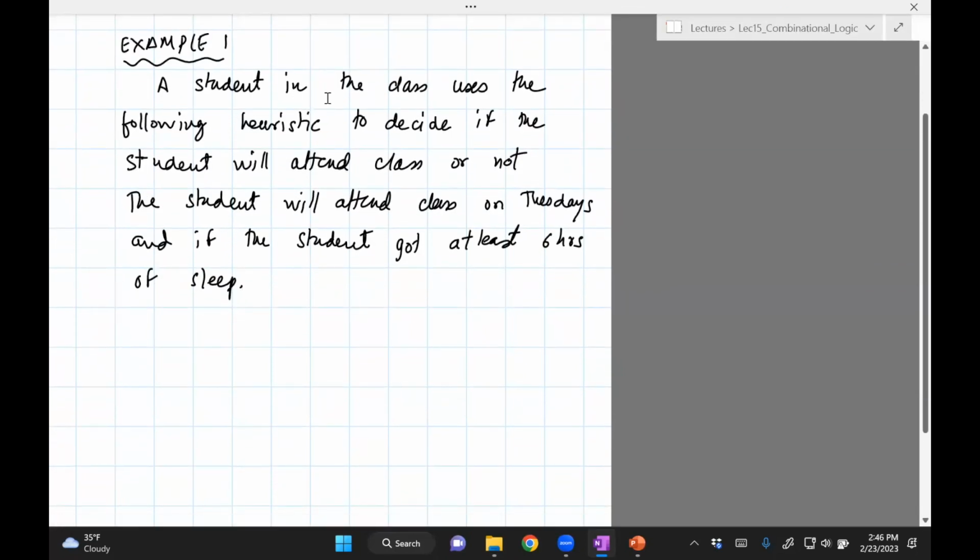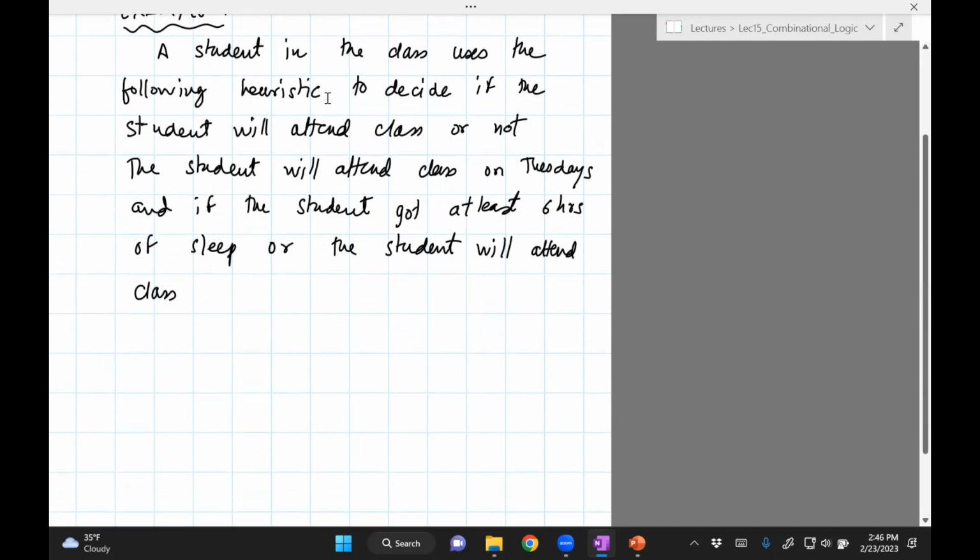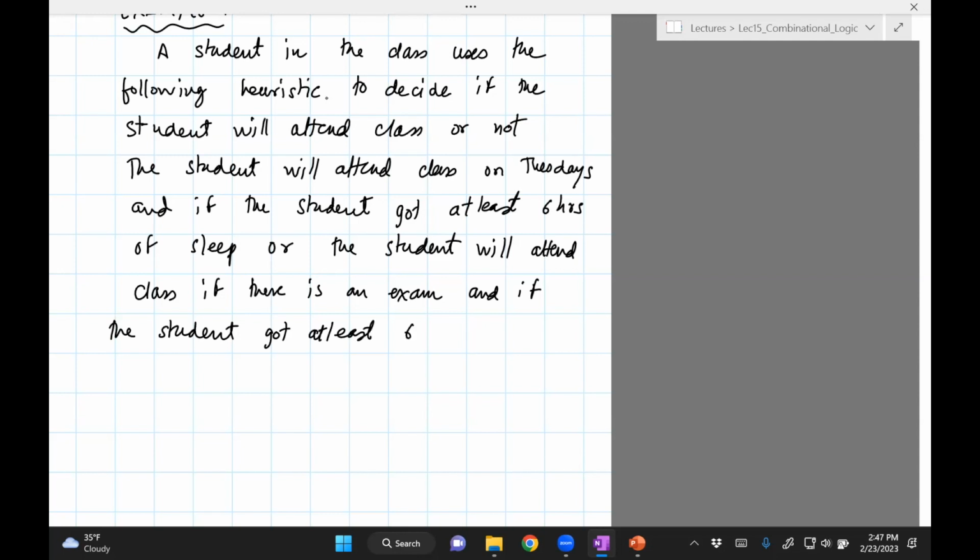Okay, so that's one thing that the student will use. The other, or the student will attend class if there is an exam, and if the student got at least 6 hours of sleep.